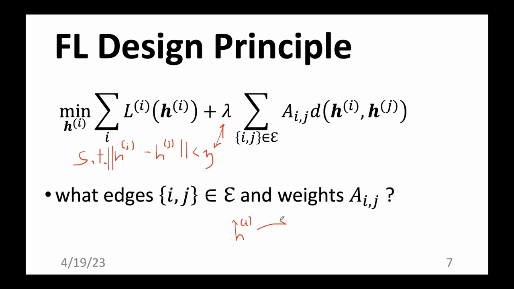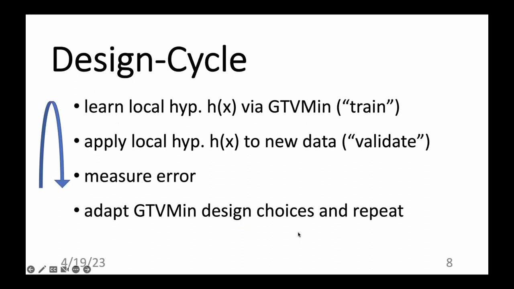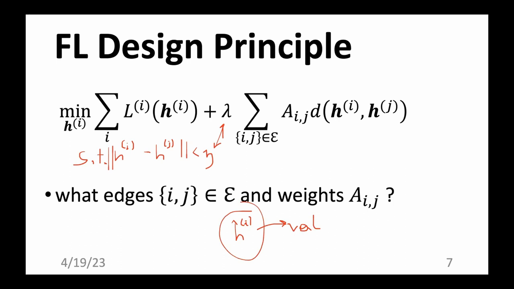Well, we try it out on a validation set. So we validate it on a validation set, and we have a separate validation set for each node because we want to learn personalized models, personalized hypothesis maps. So we get a validation set, and if we're unhappy with it, we must repeat this cycle again and change a bit. For example, use different edge weights, use different edges in the empirical graph, or change the loss function.